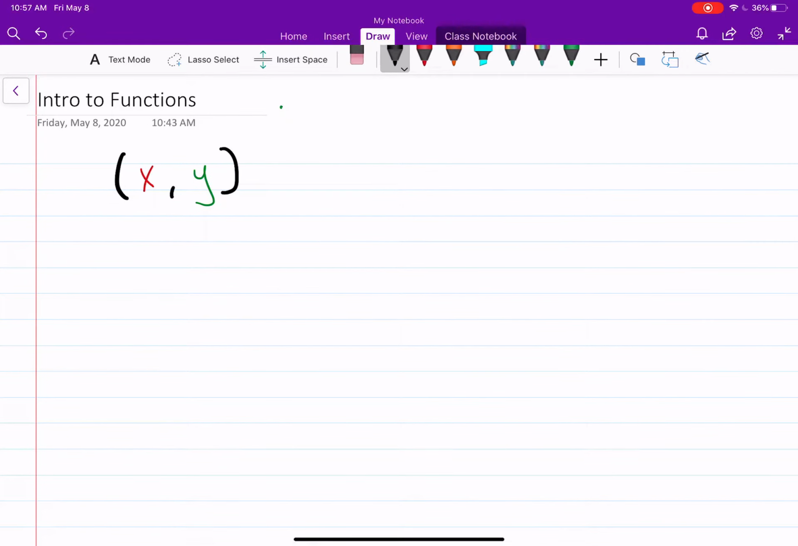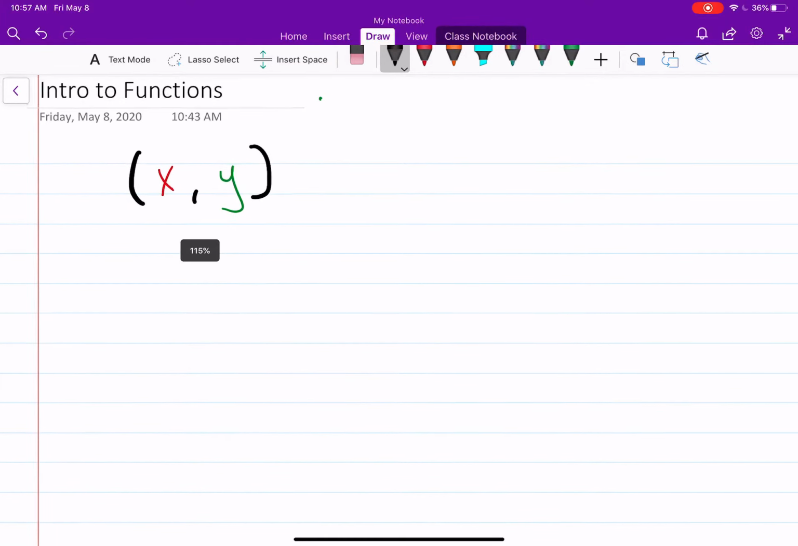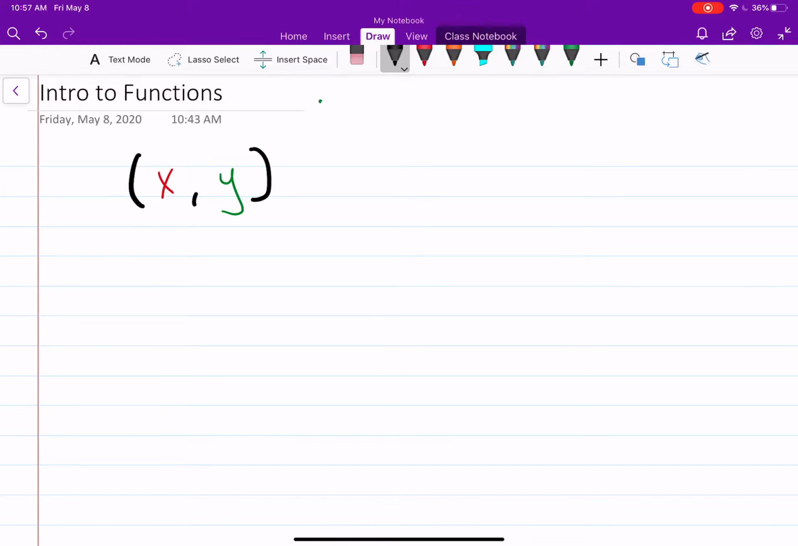All right, so today we're talking about introduction to functions. But before I get to that, I want to bring this up. So this is here a coordinate point. You guys all know a coordinate point. It has an x and a y.